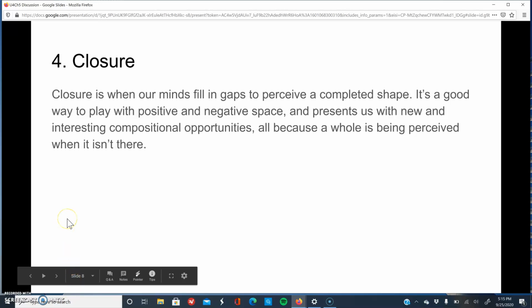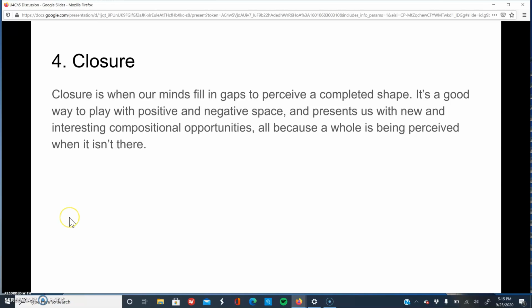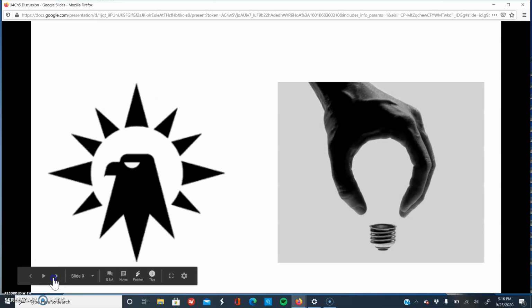So the fourth one is closure. This is when our minds instinctively fill gaps in a perceived shape, completing it. It's a good way to play with your space, positive and negative especially, and presents new and interesting compositional opportunities, all because we're perceiving what isn't there. So here's a couple of examples.